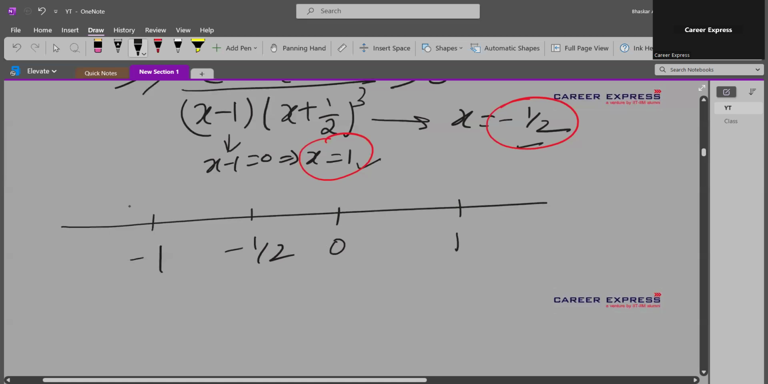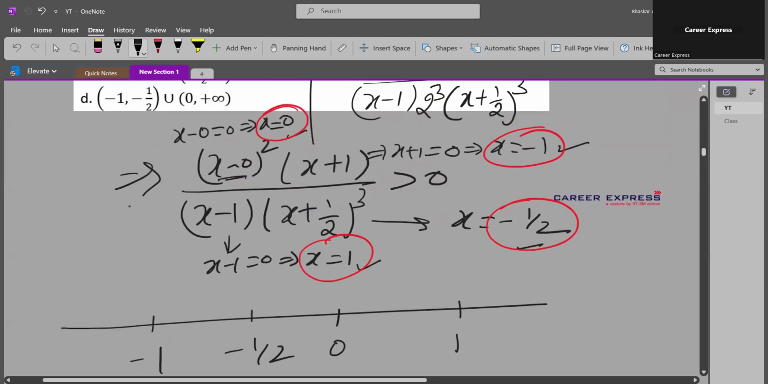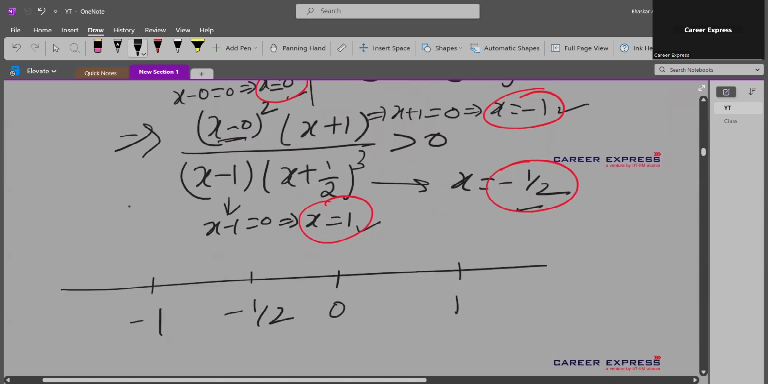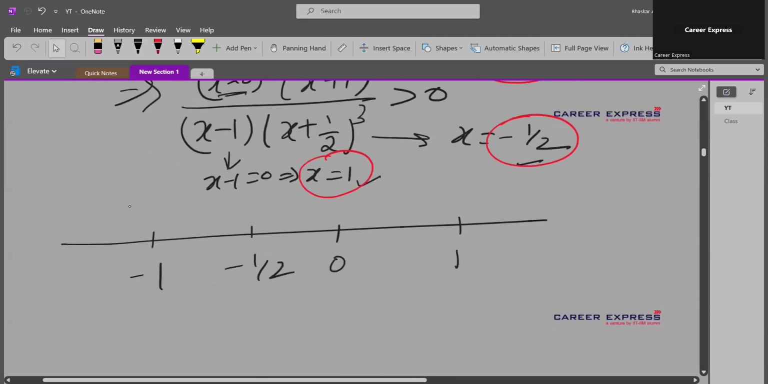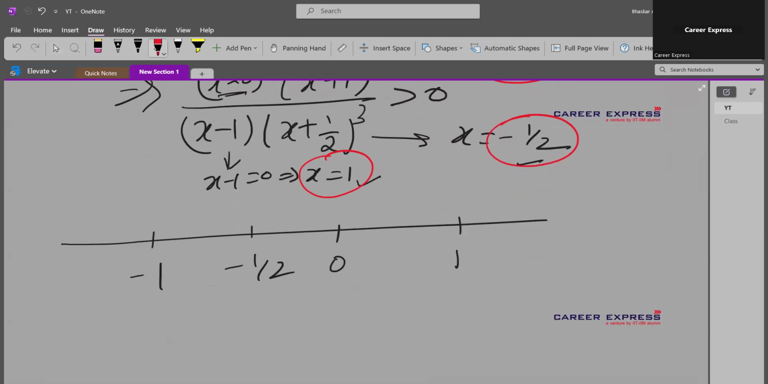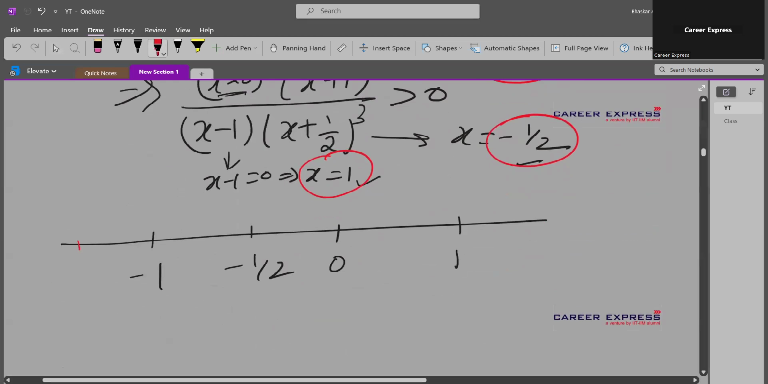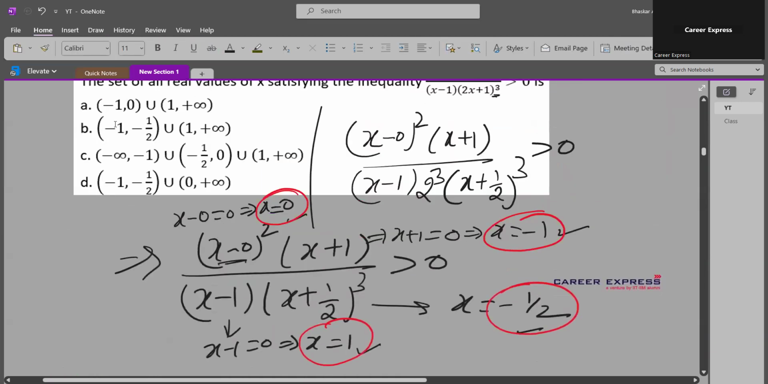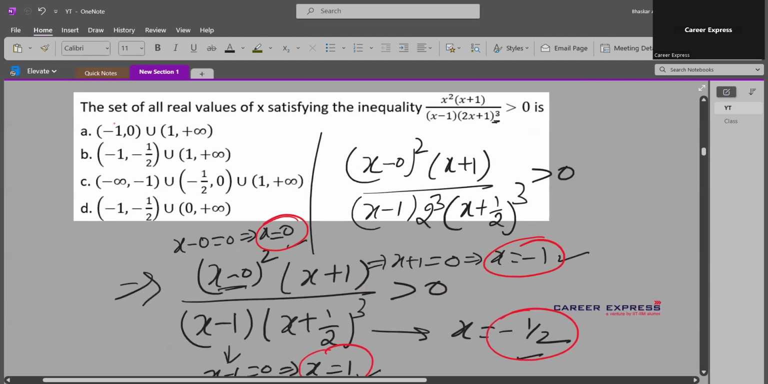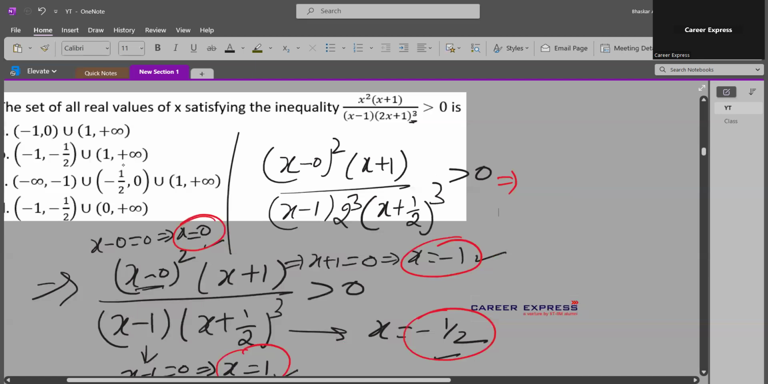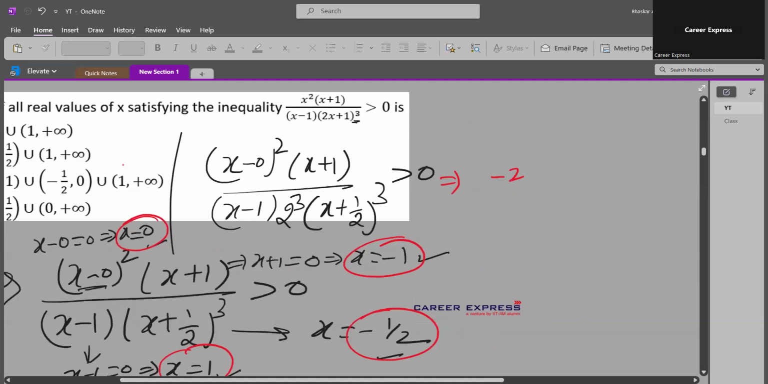Okay, so now we need to decide in which part of this number line this inequality will be positive and where it will be negative. So for that, we will take any convenient value of x on this number line. Let us say minus 2. So if I put x equal to minus 2 in this inequality, what will be the sign of the inequality? That is what we need to check.